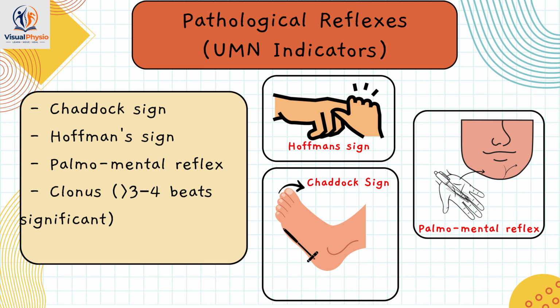A Chaddock sign is a diagnostic reflex similar to the Babinski reflex. Chaddock sign is present when stroking the lateral malleolus causes extension of the great toe, indicating damage of the corticospinal tract. Hoffman sign is a neurological examination used to assess the presence of an upper motor neuron lesion from spinal cord compression.